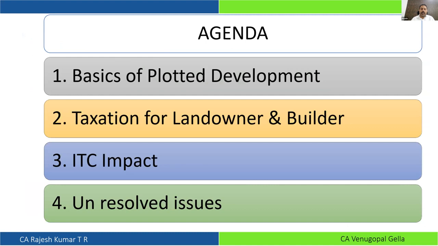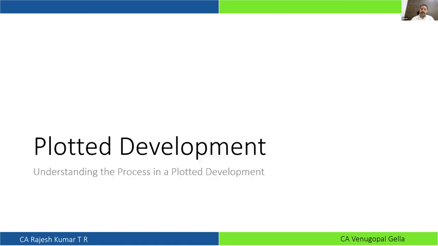Firstly, the overview, the agenda. What we are planning to cover is: what is plotted development, how does it operate, what are all the transactions involved in this, and what is the taxation of those individual elements of the total transaction, whether the benefit of input tax credit can be availed, and unresolved issues which we can take up and discuss from our side as well as in the open session.